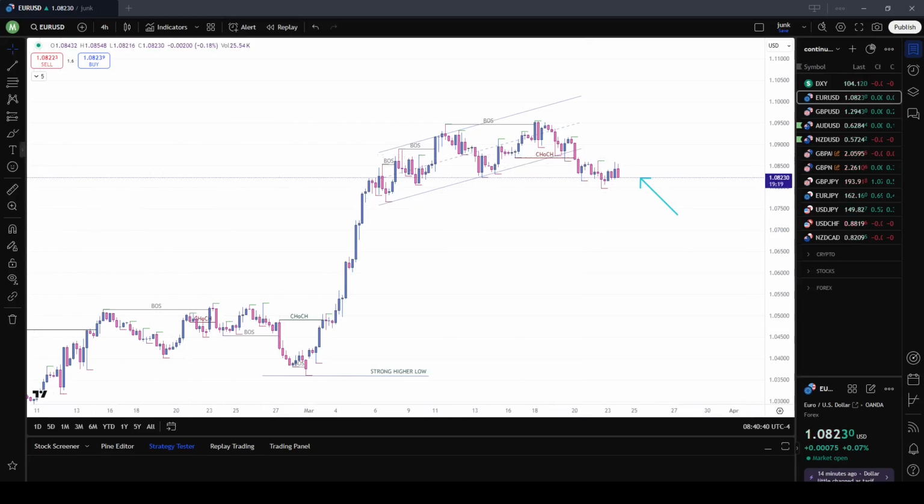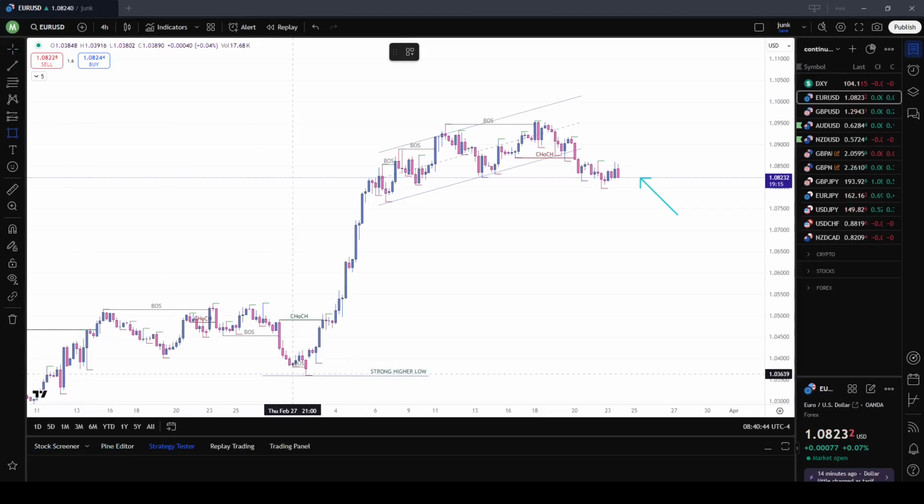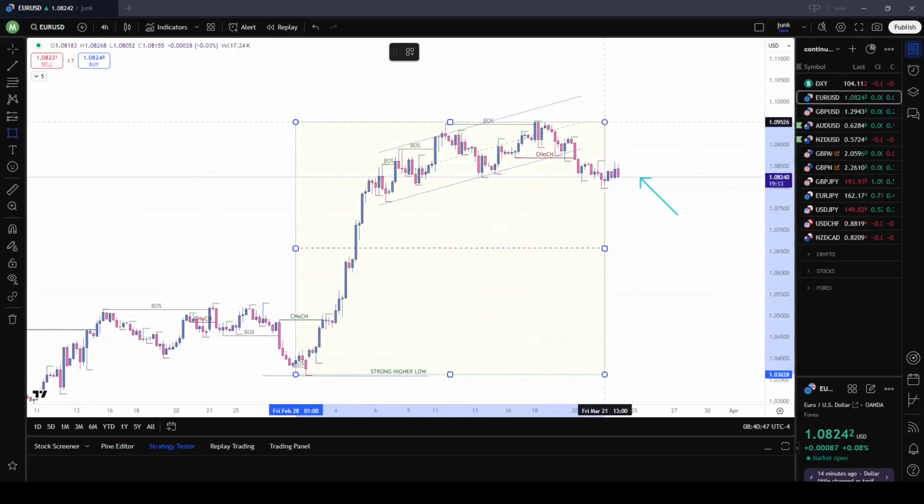Here at Banknote Trading, we take a look at the US dollar pairs in the Forex market. Today, we'll start by taking a look at the Euro USD on the 4-hour chart, and we'll start by mapping out the current range that we're currently in.